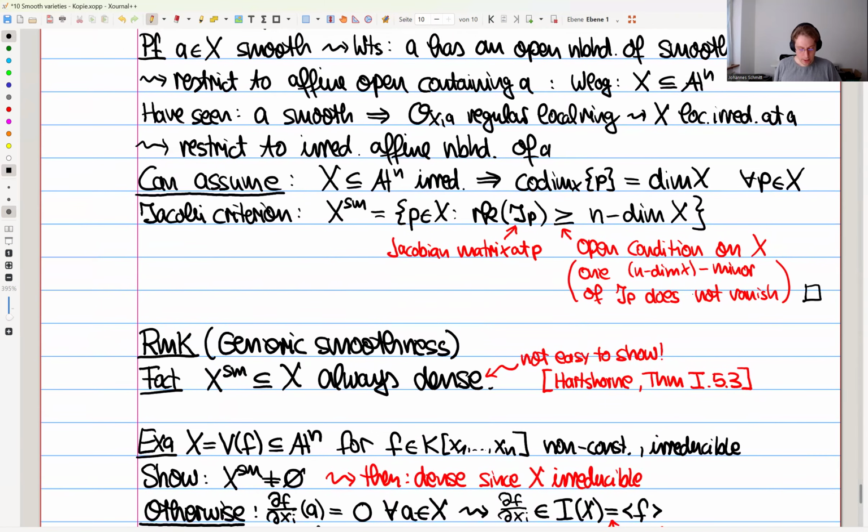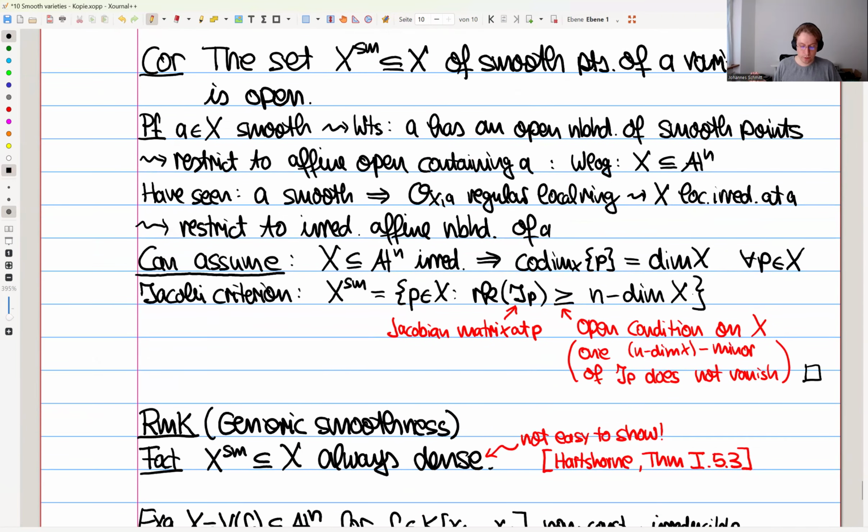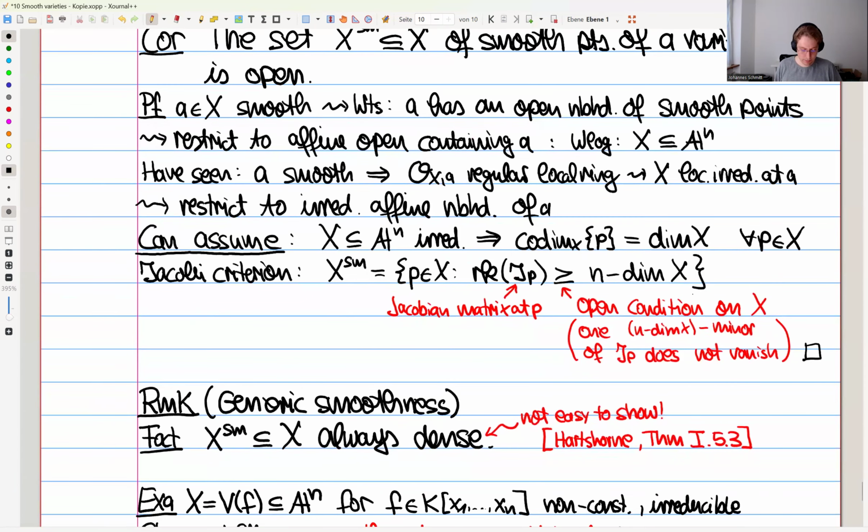Okay. And so we see the set of smooth points is open. And in fact, something stronger is true. This is called generic smoothness. And this says that not only is this an open subset, but it's actually always a dense subset. So it can, for example, never be the empty set if X is non-empty. And when X is irreducible, this is in fact enough to be non-empty. So we can always find at least a smooth point.